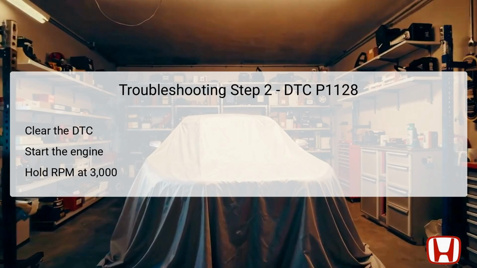If the MAP sensor readings are not lower than expected, the next step is to clear the diagnostic trouble code (DTC) using the HDS. This step removes any stored error codes from the system, providing a clean slate for further diagnostics. Once the codes are cleared, start the engine and hold the engine speed at 3,000 RPM without any load.